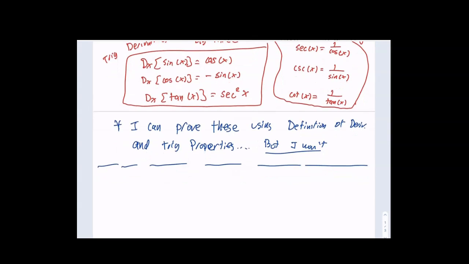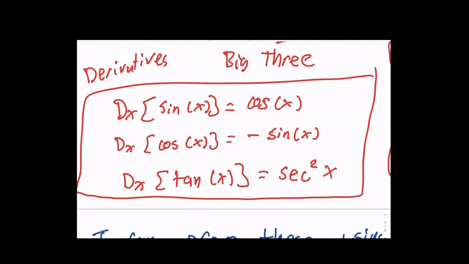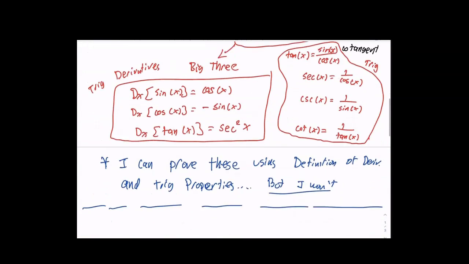The other derivative rules. We have the big three. This right here is the most important part. If you leave today with anything, that is the most important part, without a doubt, that you need to have. Of course, we're going to add some chain rules into it.